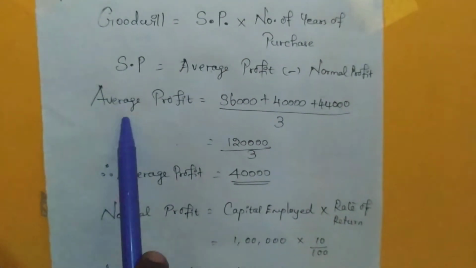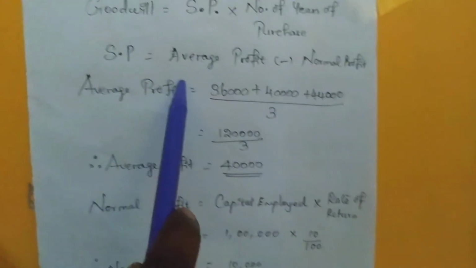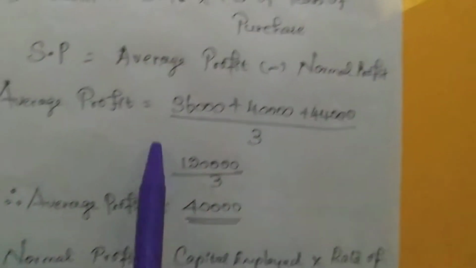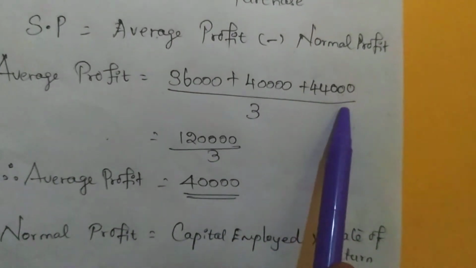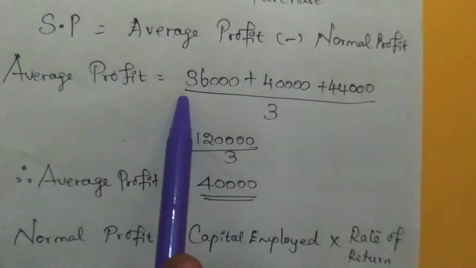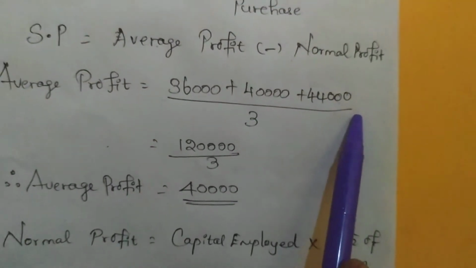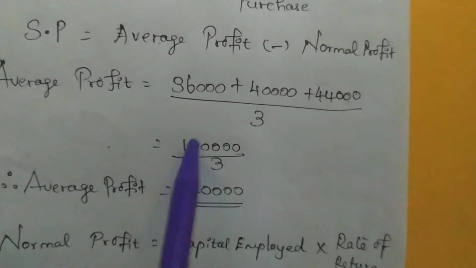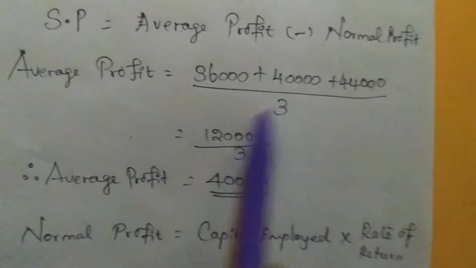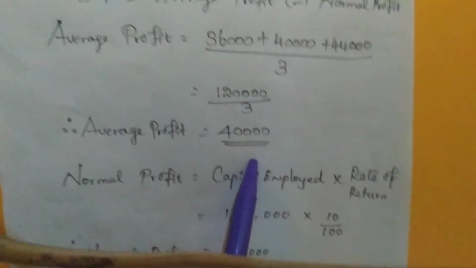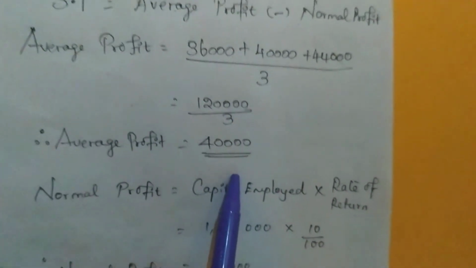If we go to the average profit calculation, what are the profits that you have earned for 3 years? 36,000, 40,000, and 44,000. So 3 years profit: 36 plus 40 plus 44. How much does it come to? 1,20,000 divided by 3, because 3 years. So average profit equals 40,000.